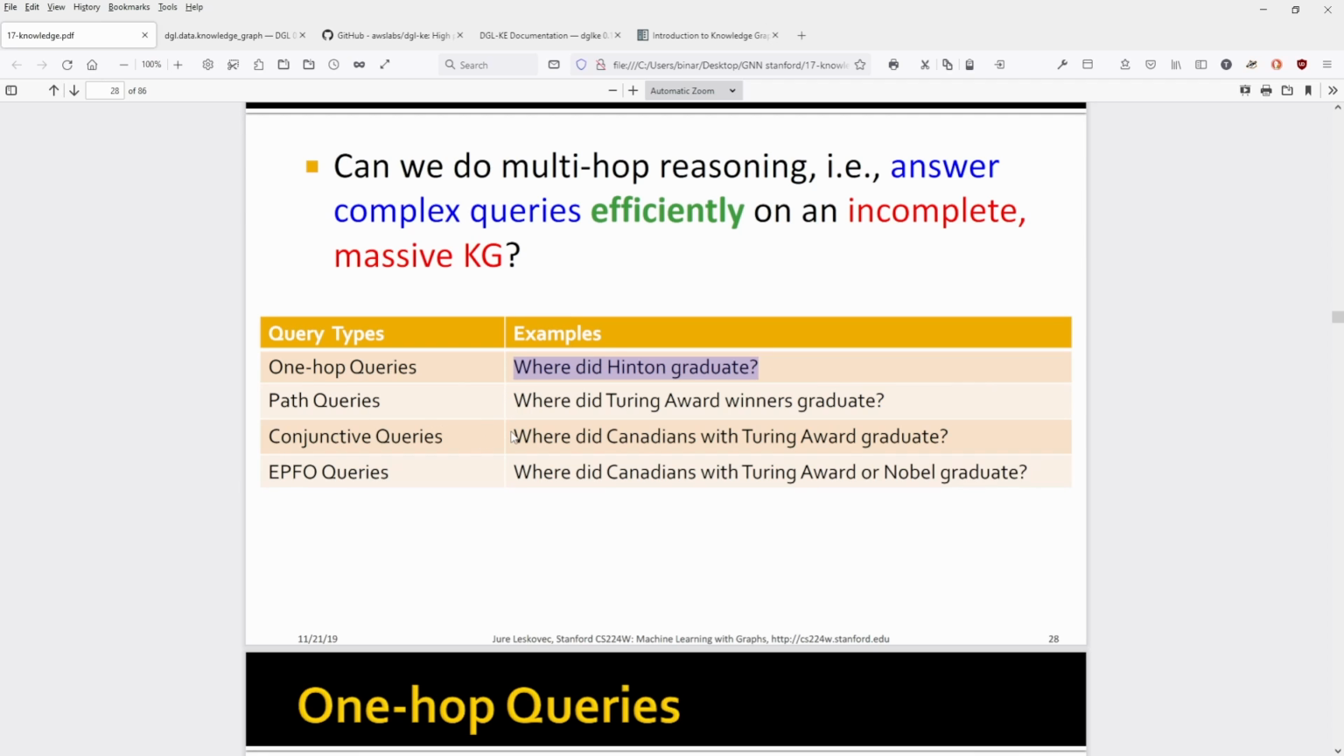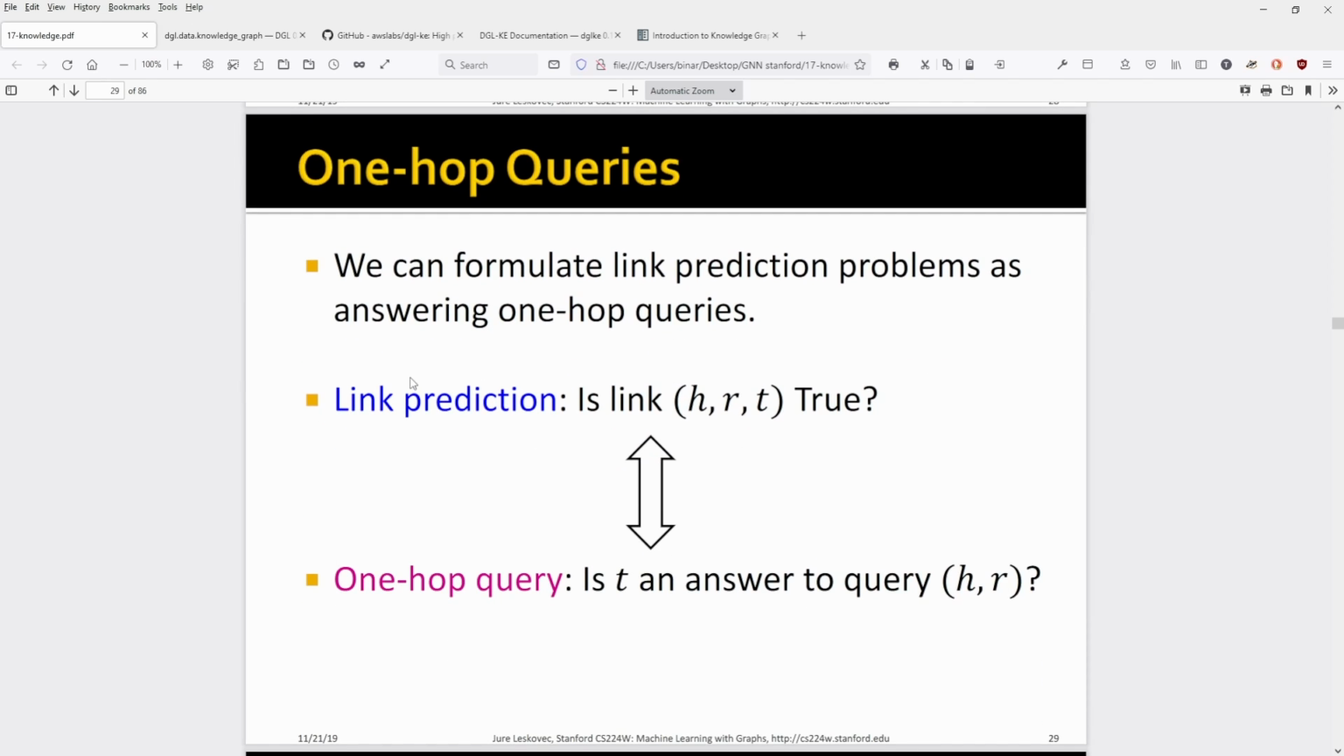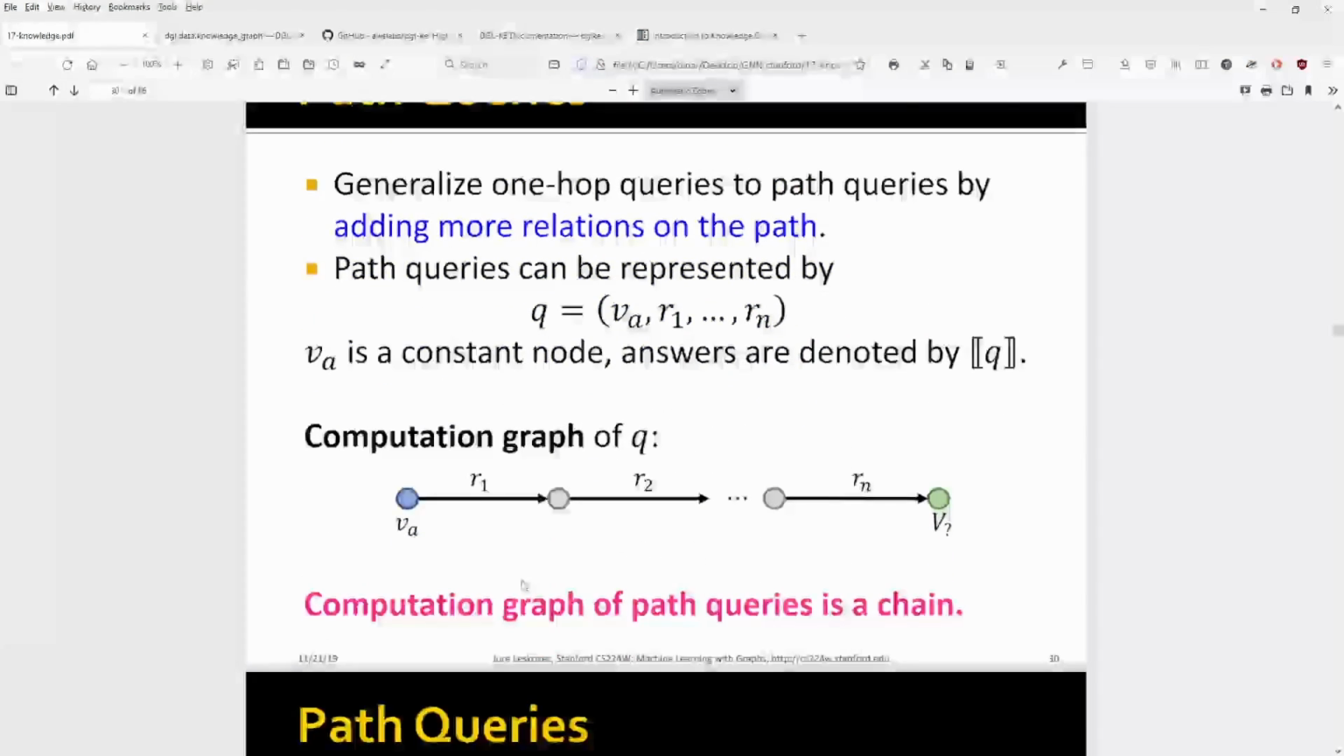Or there are some even more complex questions. Where did Canadians with a specific award graduate? So we have that they have to be Canadians, we have that they have to have a specific award assigned to them, and then we are looking for a particular subset where we find out who these persons were and where they graduated, what the alma mater was. So you can see here, one hop.